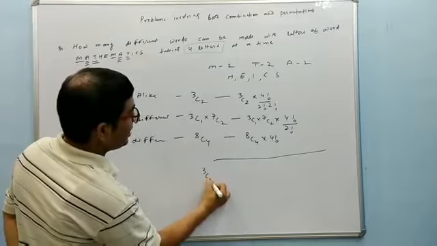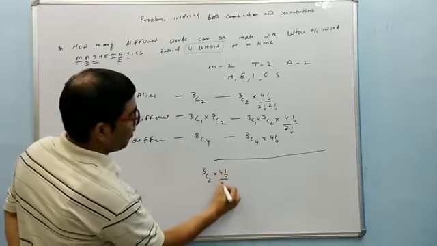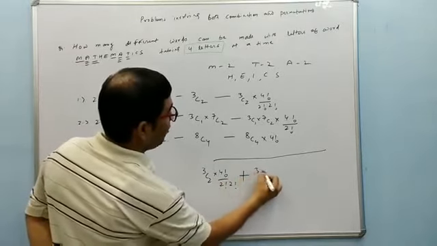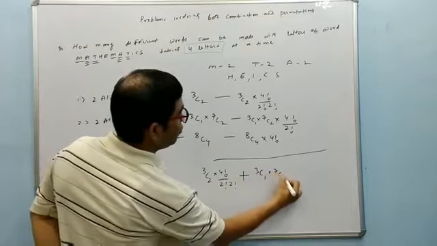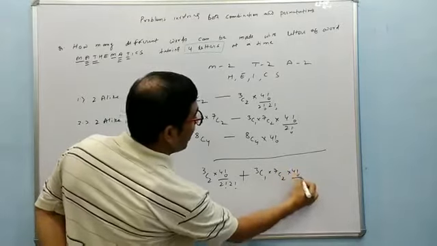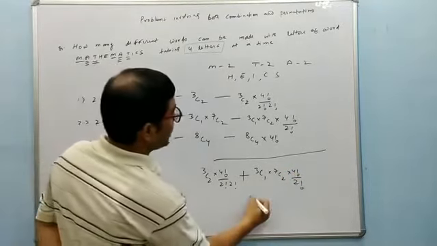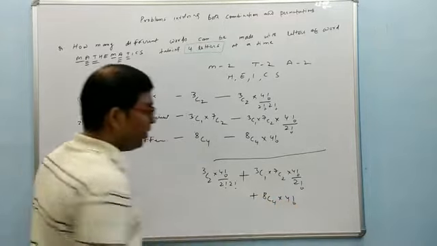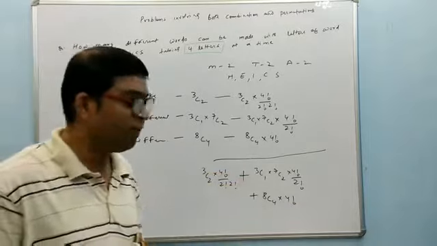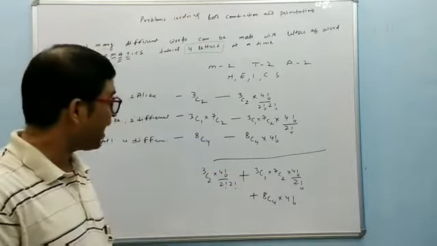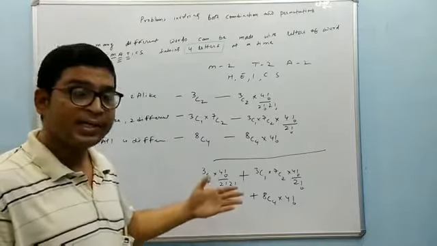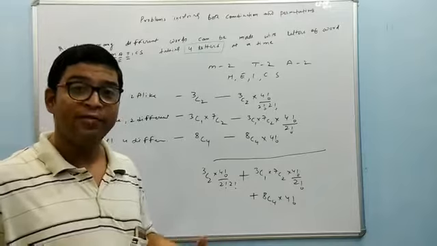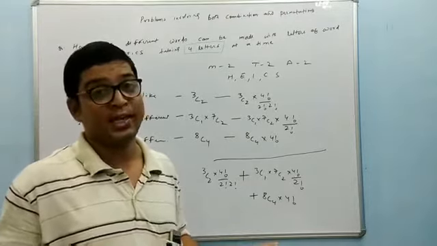It is coming out to be 3C2 into 4 factorial by 2 factorial into 2 factorial, plus 3C1 into 7C2 into 4 factorial by 2 factorial, and plus 8C4 into 4 factorial. You just sum all these things and you will get the number of words which can be made with the letters of the word MATHEMATICS, taking 4 letters at a time. So be very careful when dealing with not taking all the letters at a time.